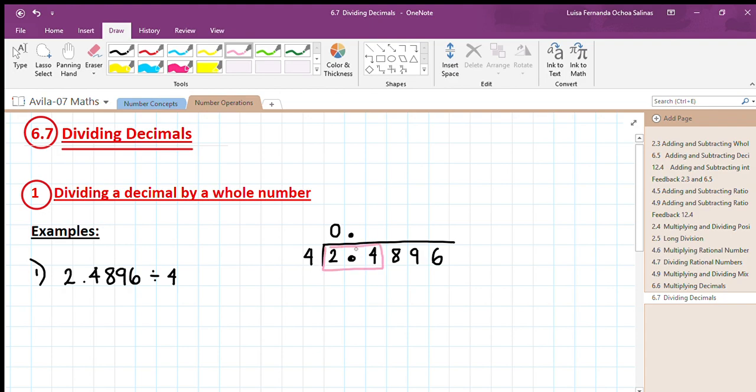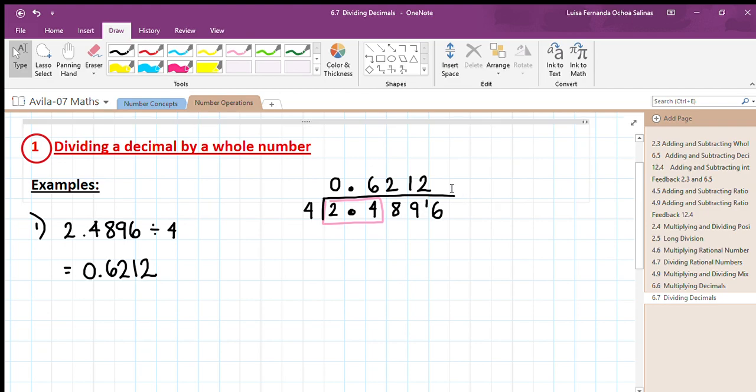How many times does 4 go into 24? It goes 6 times, and I don't have any remainder. Then I say how many times does 4 go into 8? It goes twice. Then how many times does 4 go into 9? It goes 1 with a remainder of 1. And then how many times does 4 go into 16? It goes twice. Okay, so my answer here is going to be 0.6212. Wonderful.